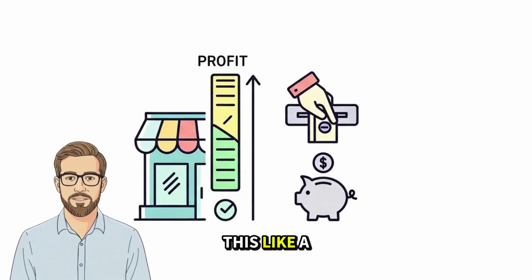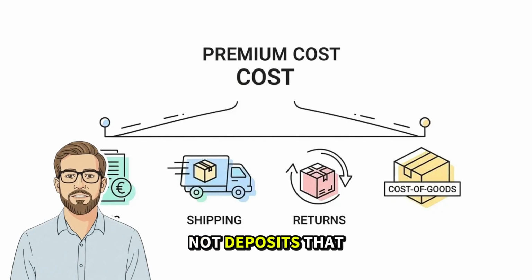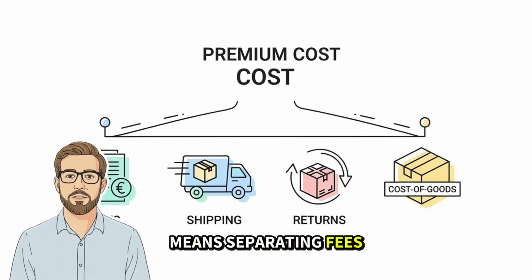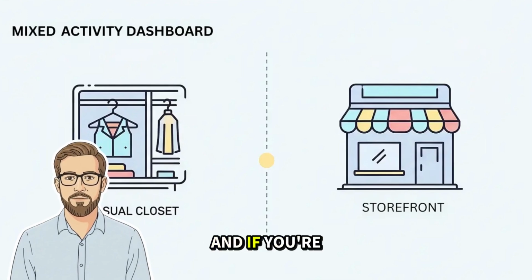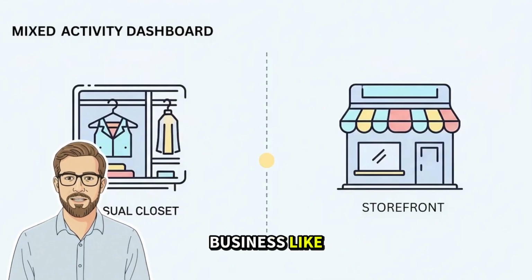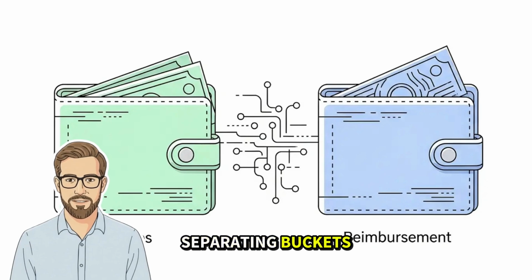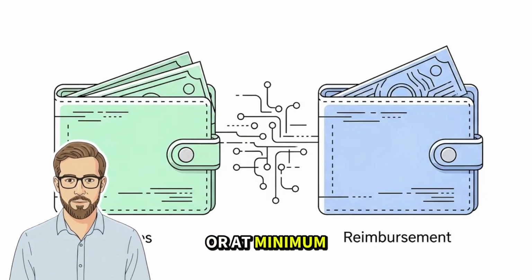If you're doing this like a side business, the main job is tracking profit, not deposits. That means separating fees, shipping, returns, and cost of goods sold as you go. And if you're mixed, casual plus business-like, your job is separating buckets. One account for sales, one for reimbursements. Or at minimum, one spreadsheet that tags every inflow.